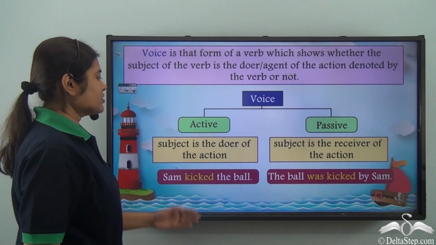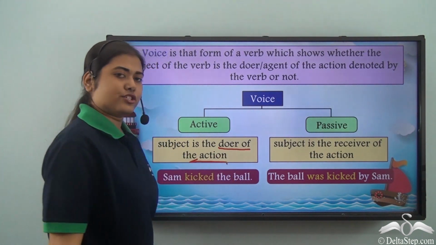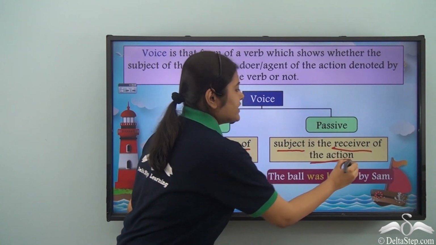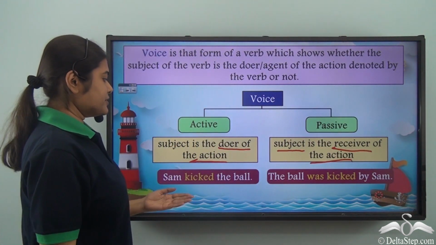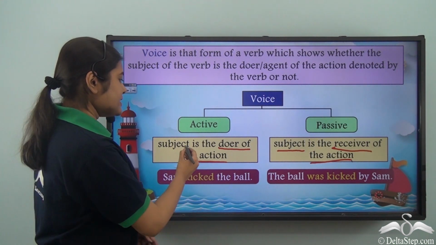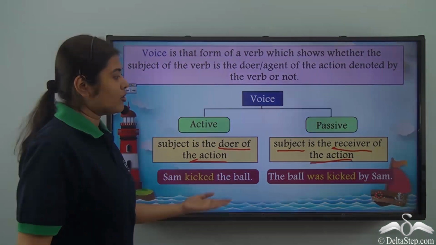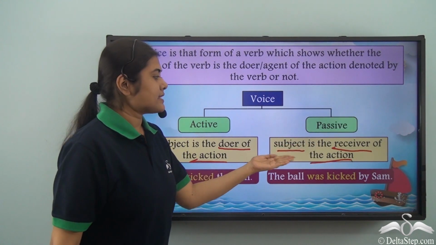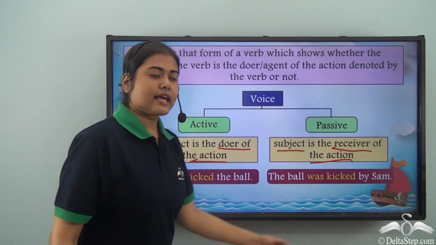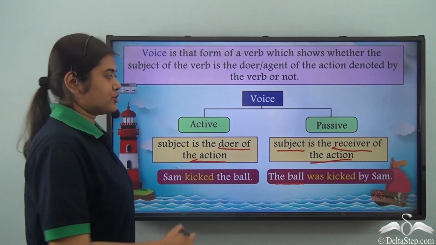And what do they denote? In active voice, the subject is the doer of the action. In the passive voice, subject is the receiver of the action. So the examples were Sam kicked the ball. So in this case, what do we see? The subject is the doer of the action. Who kicked the ball? Sam kicked the ball. And in the passive voice, the subject is the receiver of the action. So we see the ball was kicked by Sam. So the ball is the subject, but it is the receiver of the action.